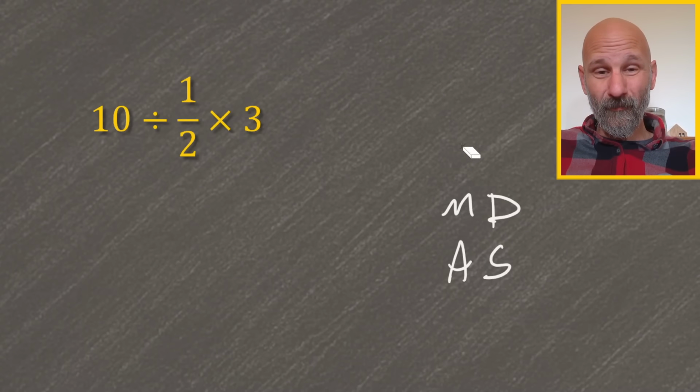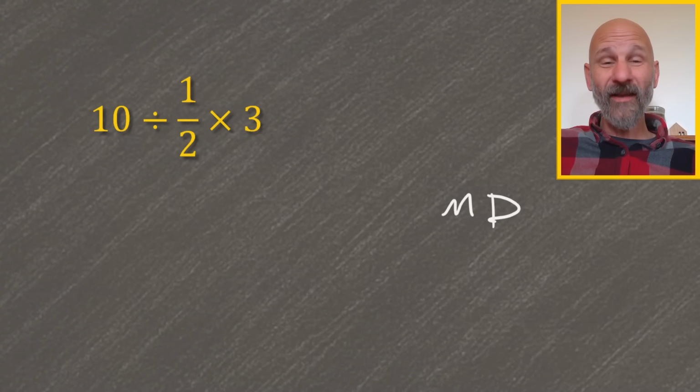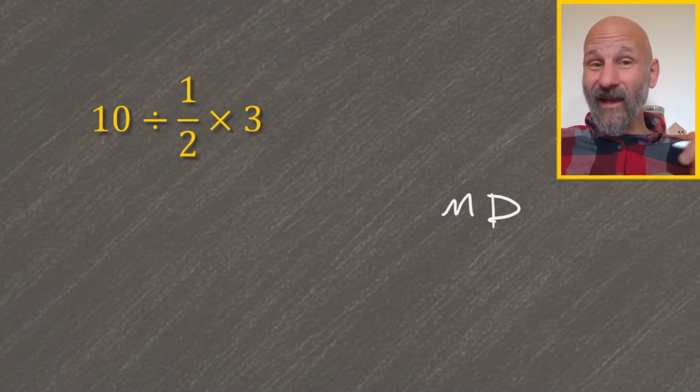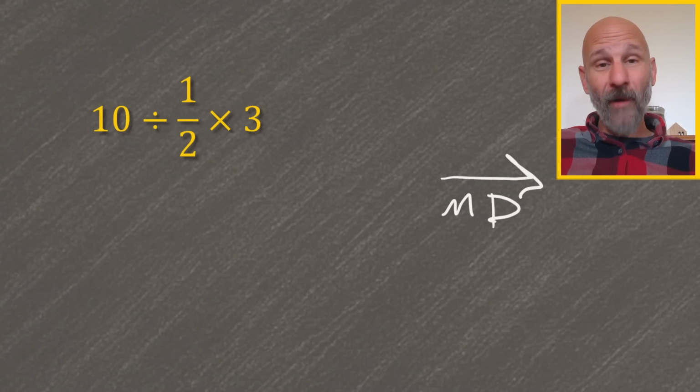We have no parentheses, no exponents, there's no add or subtract. It's just multiply and divide. The part where people get stuck is they just think I can do it in any order. You really can't. You do have to go left to right.